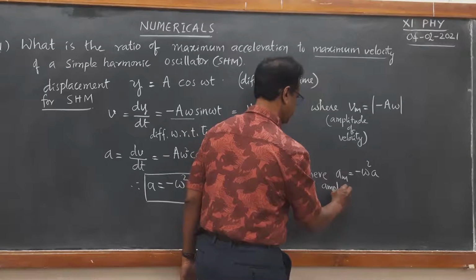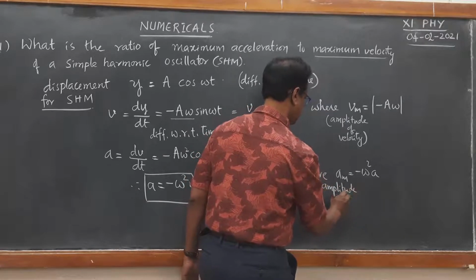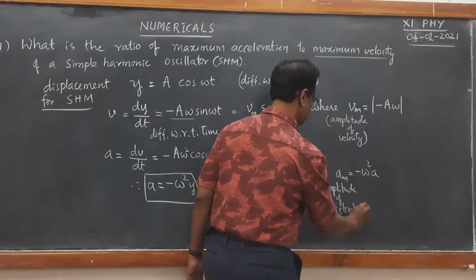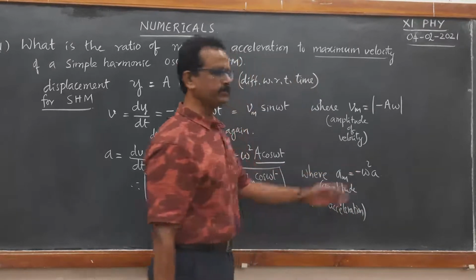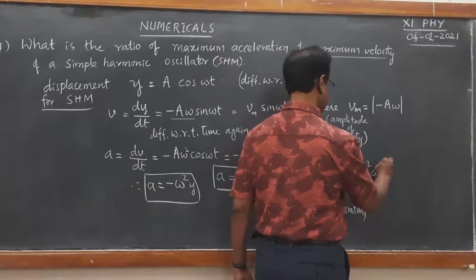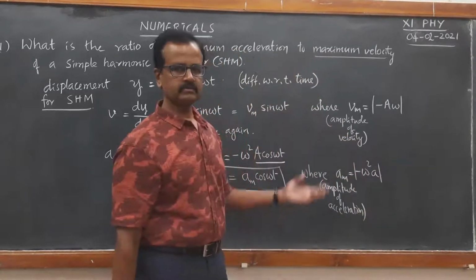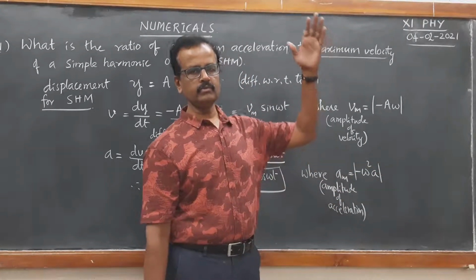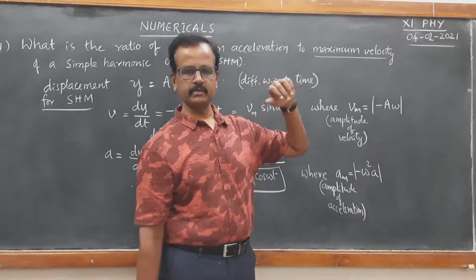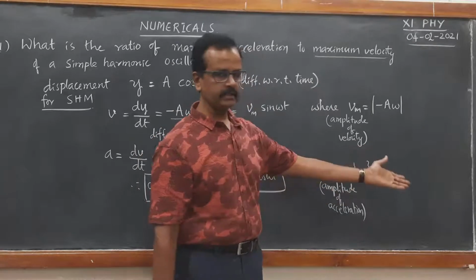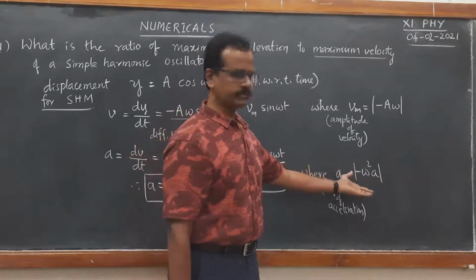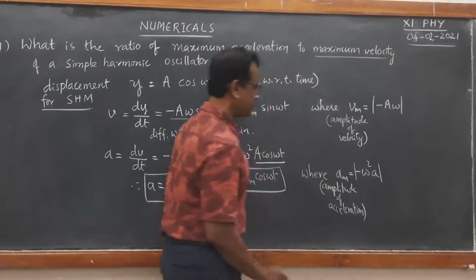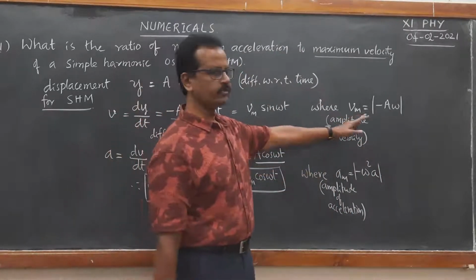So the amplitude of acceleration we can again take as the modulus, because it varies between plus omega square A and minus omega square A. So you can take the magnitude. That gives us A max, and this gives us V max.